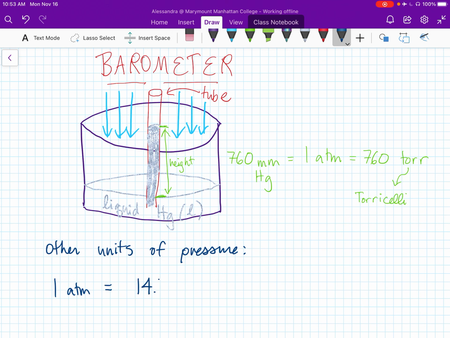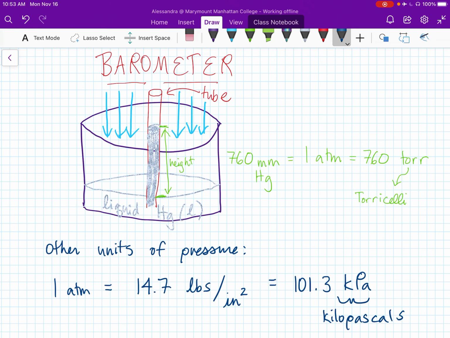In the English system, an atmosphere is equal to 14.7 pounds per square inch. So you might be used to that unit for tire pressure, for example. You can also convert to pascals or kilopascals. 1 atmosphere is equal to 101.3 kPa, where kPa is kilopascals. So the pascal is also a unit of pressure. So, in subsequent lectures, we'll discuss the mathematical laws regarding properties of gases, such as pressure.